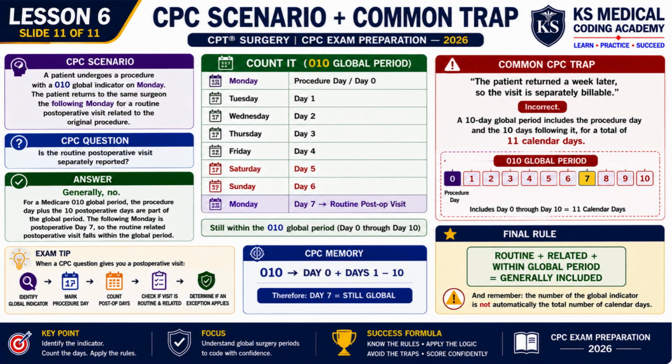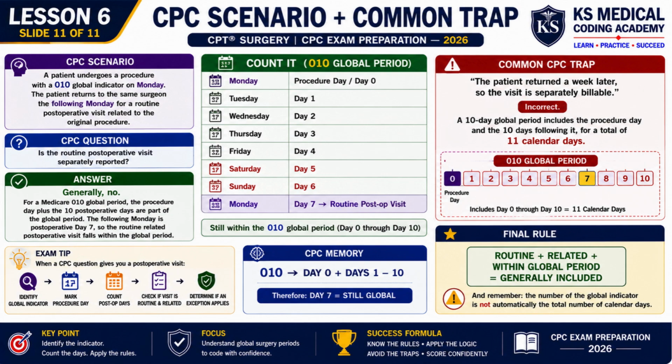Let's apply the 010 global period to a CPC scenario. A patient has a procedure on Monday, and the procedure has a 010 global indicator. The patient returns the following Monday for a routine postoperative visit related to the original procedure. Monday is day 0, so the following Monday is postoperative day 7. Because the visit is routine, related, and still within the 010 global period, it is generally included in the global package. Here's the common trap.